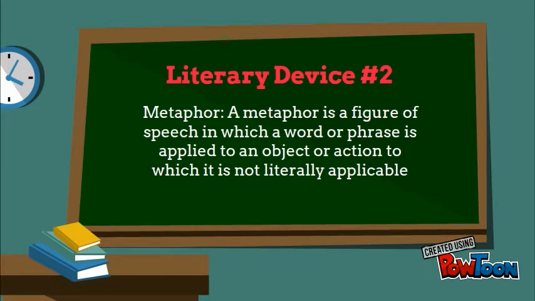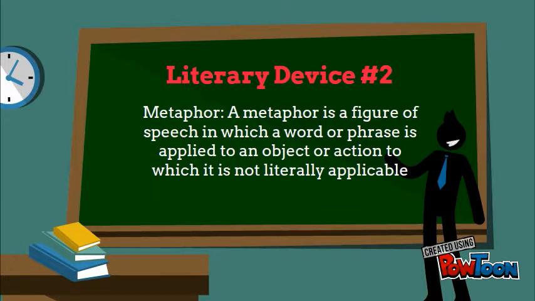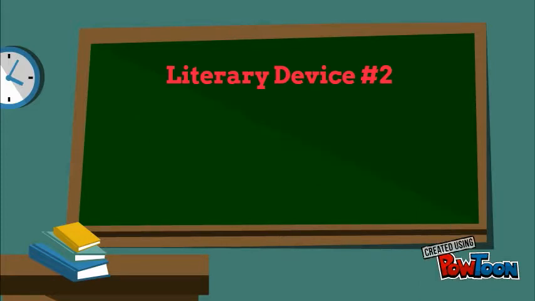Secondly, R.K. Narayan uses metaphors in the story. A metaphor is a figure of speech in which a word or phrase is applied to an object or action to which it is not literally applicable. This literary device resides in many parts of the story. For example, the title, The Blind Dog.